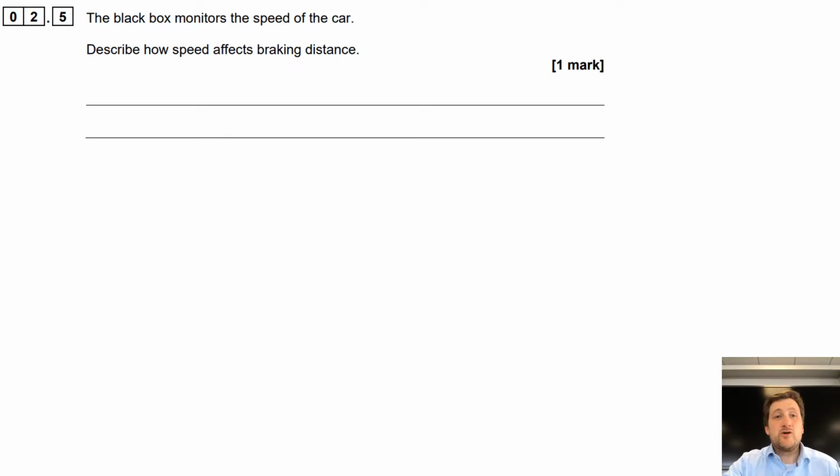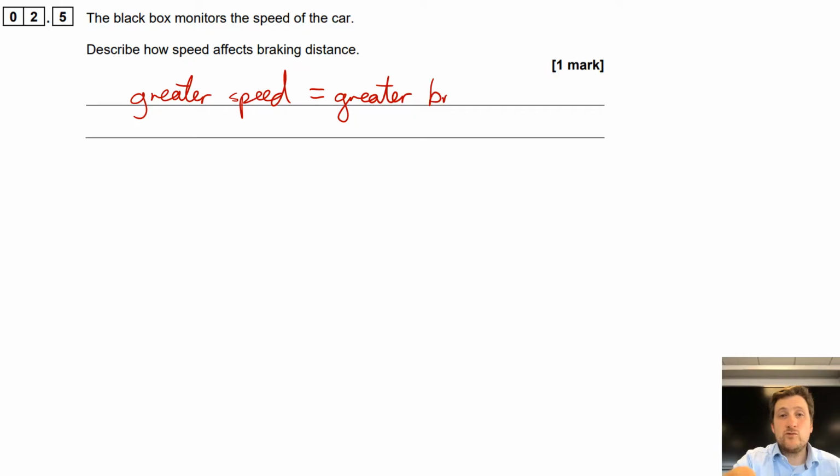Then the black box monitors the speed. Describe how speed affects braking distance. Well, it's a relatively straightforward one. The greater the speed, so the faster you're going, the greater the braking distance. The further you will travel while you're braking. If you're traveling 70 miles an hour, you're going to travel further when you're braking than if you're traveling 10 miles an hour.